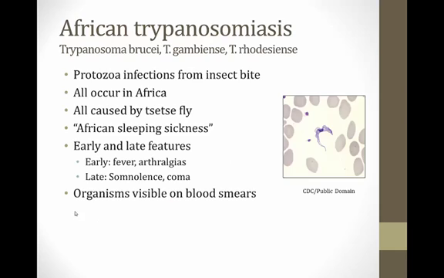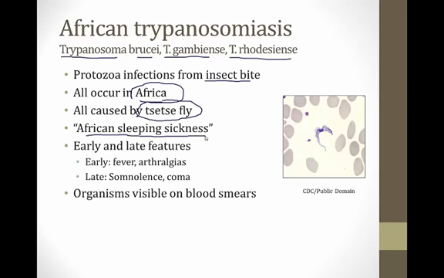African trypanosomiasis is a protozoal infection caused by several protozoa that all start their name with the word Trypanosoma. There's Trypanosoma brucei and gambiense and rhodesiense, and all of these cause trypanosomiasis. These are infections that occur obviously in Africa, that's where the name comes from, and they're all caused by an insect bite. Specifically, you get all these infections if you get bit by the tsetse fly, and these infections are called the African sleeping sickness because many patients fall asleep and slip into a coma.